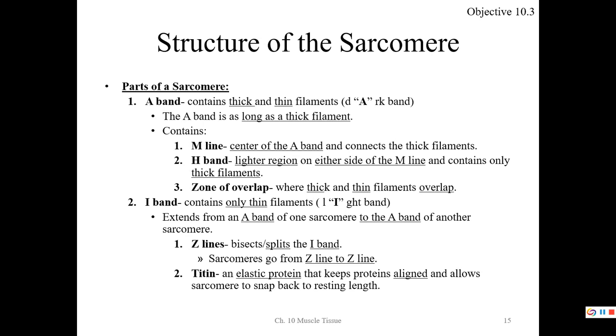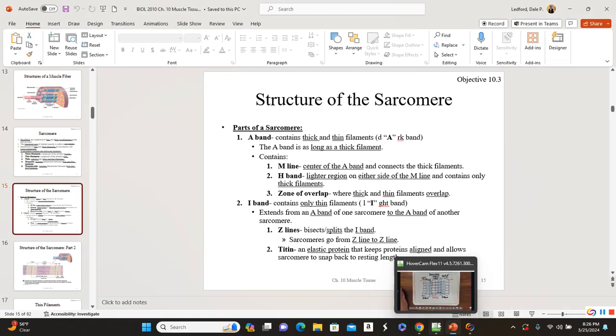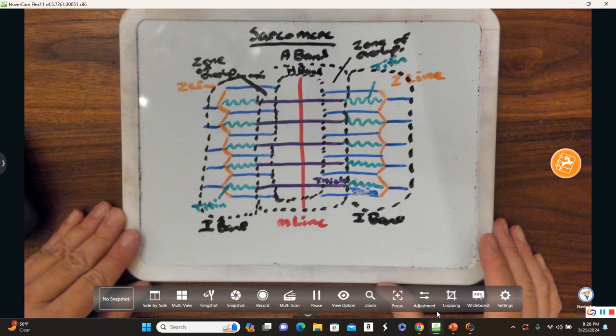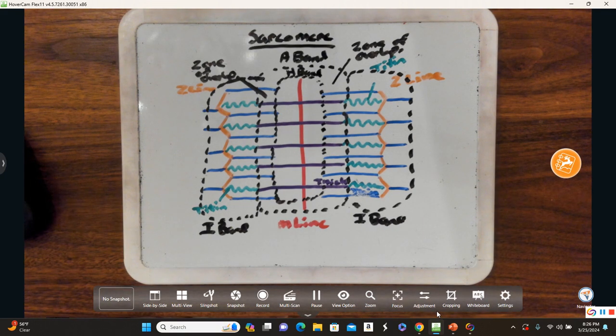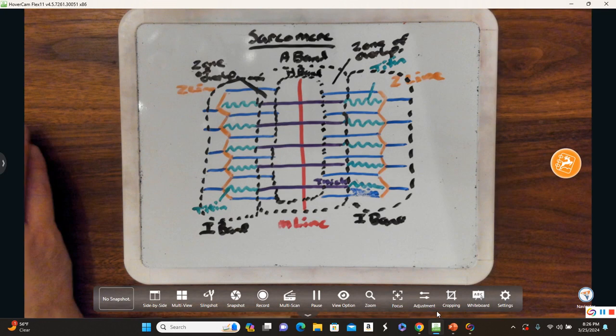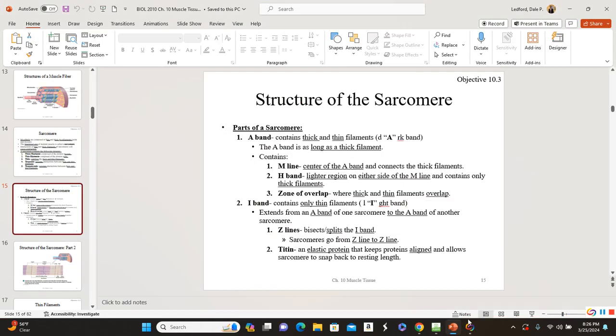Now, titin is an elastic protein that keeps Z lines anchored and allows the sarcomere to snap back. It stabilizes. So it's stabilizing, and titin will be in the I band. Okay? So if we look at it, there is our sarcomere. Be able to draw it and take a picture of it. Send it to my assignments tab for the sarcomere drawing. I'll go ahead and open that up right after this recording. So thank you guys on that.